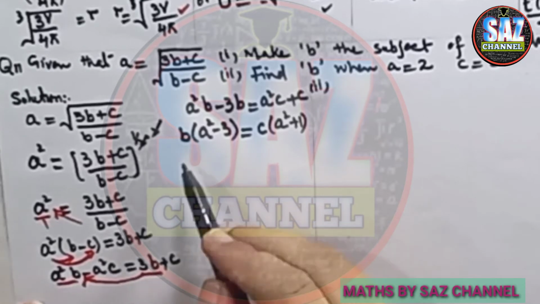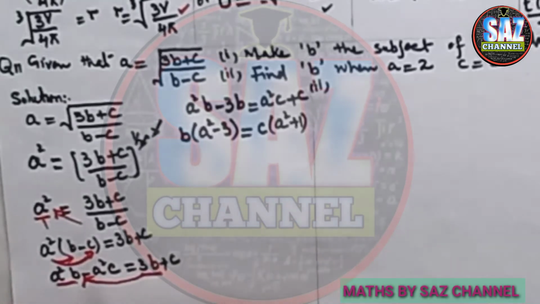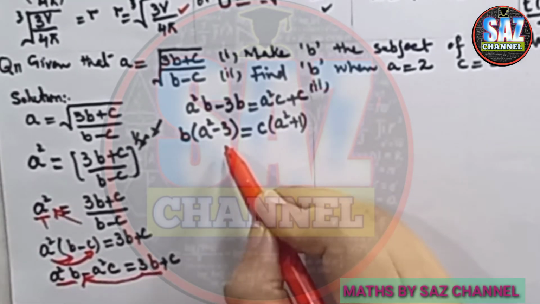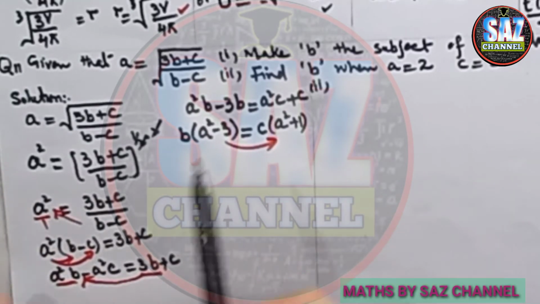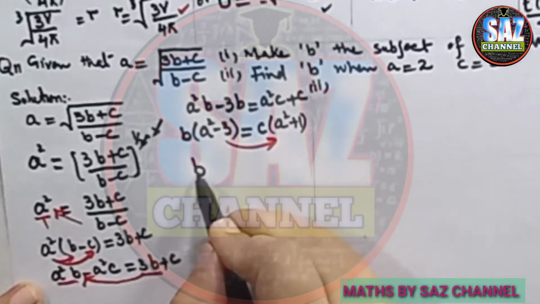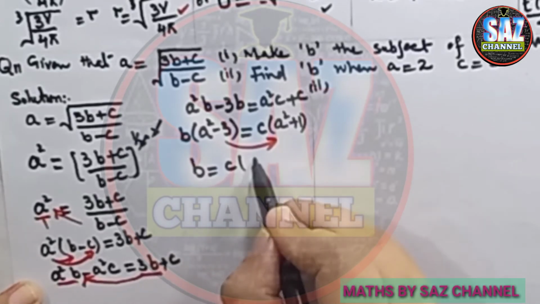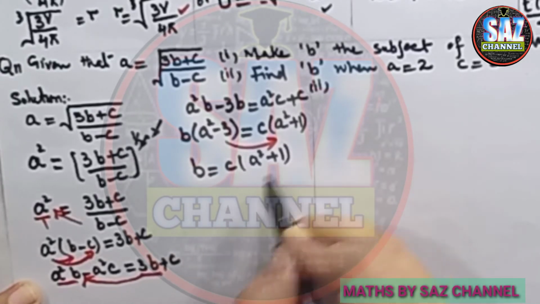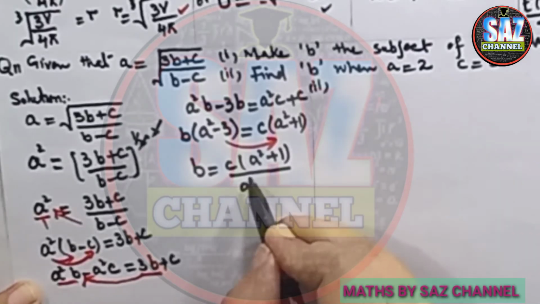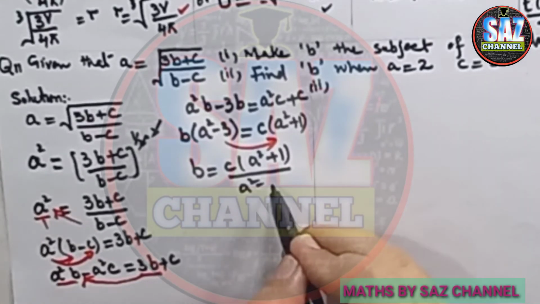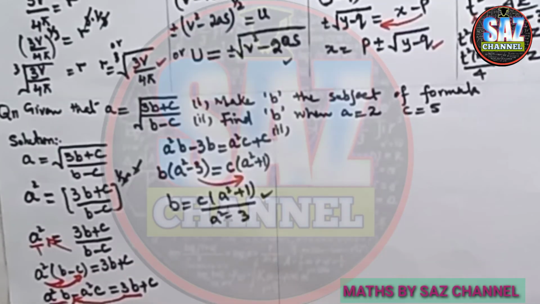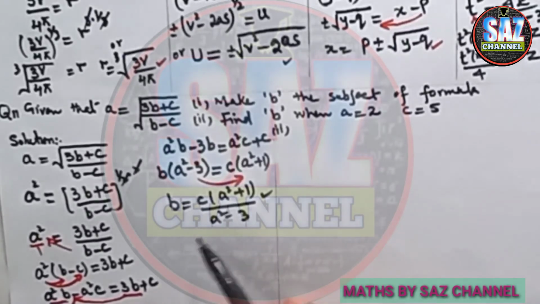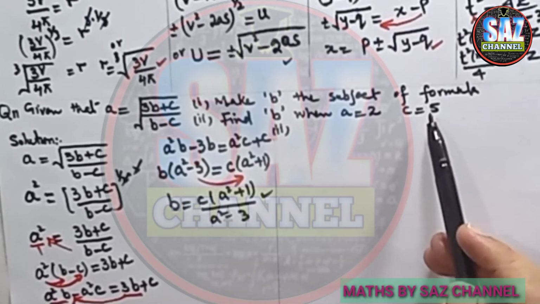Now in order to make b the subject of formula, shift this a square minus 3 to the other side, and the equation will take the form b equals c into (a square plus 1) upon (a square minus 3). I hope you are clear about this question. Let's move to the second part of the question that says find b when a is equal to 2 and c is equal to 5.